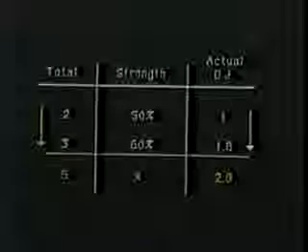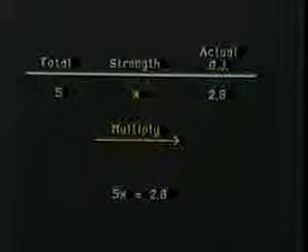But now, this bottom row of our table has the same multiplication property as our other two rows. Total times strength equals the actual quantity. And that gives us an equation. 5 times x equals 2.8. And once we have an equation, of course, it's all over but the shouting. The strength of the final mixture is 0.56, commonly written as 56%.